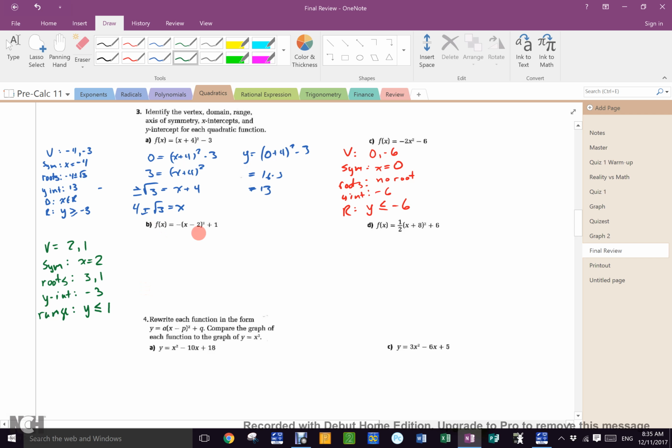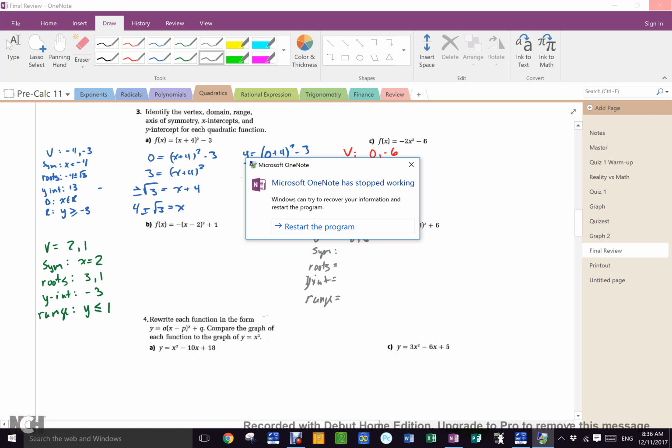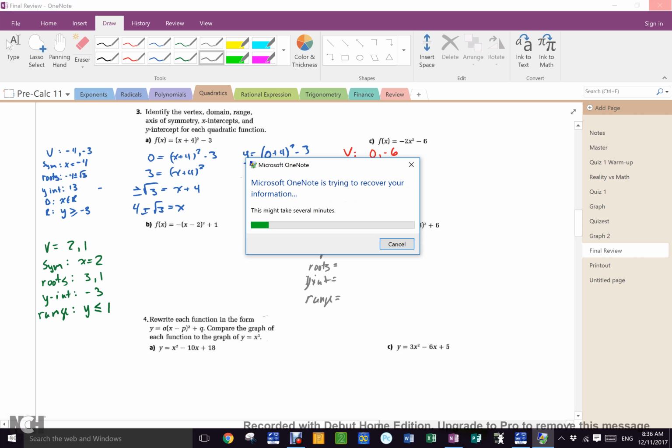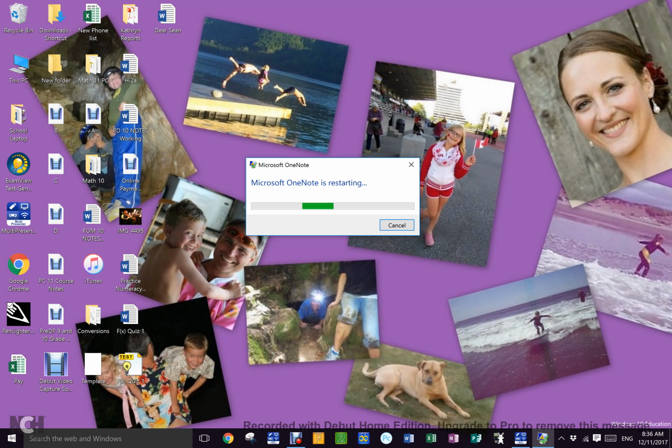And finally, vertex, symmetry, roots, y-int, and range for the last guy. Anybody got any of them for me? Nice. Axis of symmetry, x equals, oh, that's nice. I think I'm going to try restarting the program. Because, you know, I did ask it to do a lot, like its job.